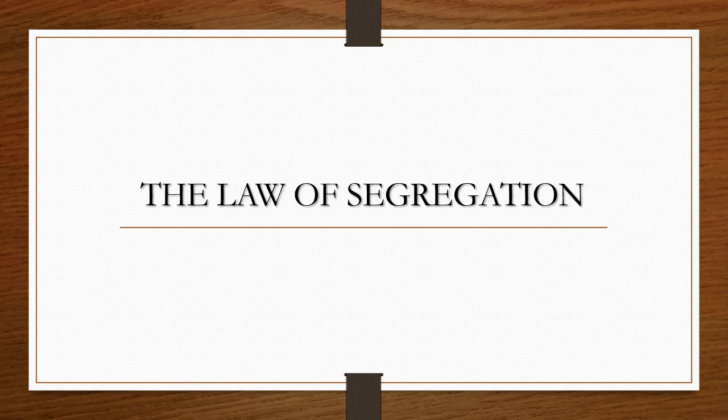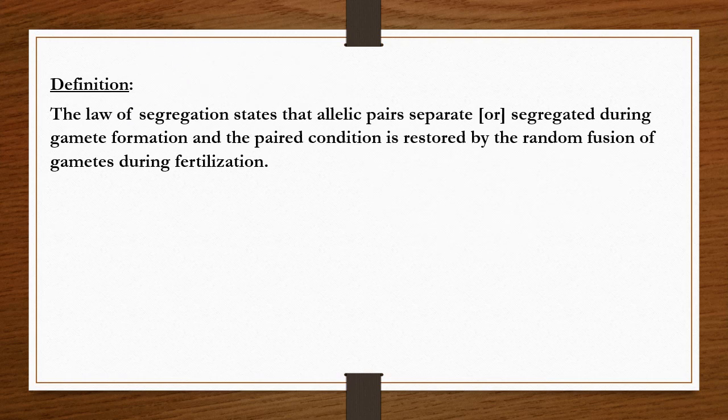The law of segregation. Definition of this law of segregation: the law of segregation states that allelic pairs separate or segregate during gamete formation, and the paired condition is restored by the random fusion of gametes during fertilization.